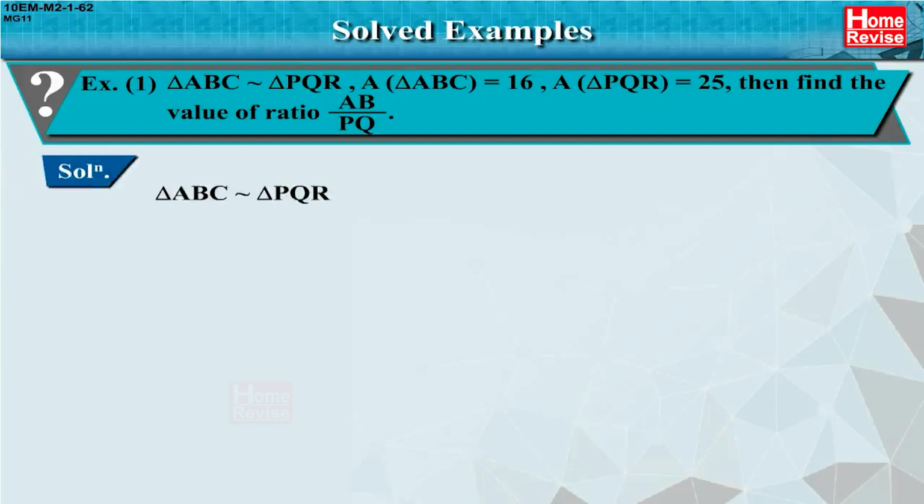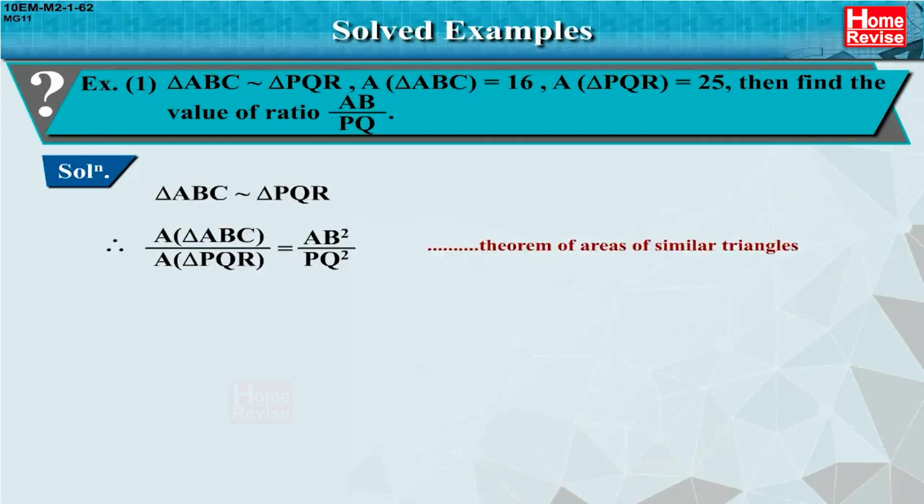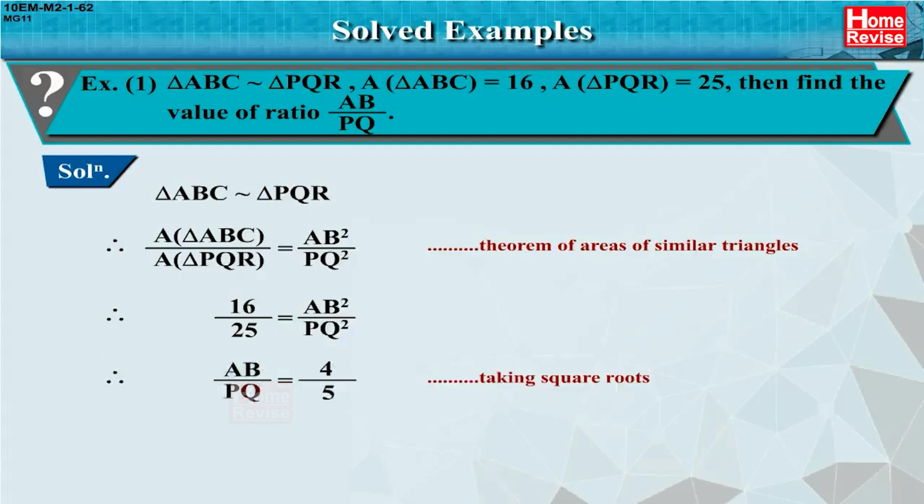Solution. Triangle ABC is similar to triangle PQR. Therefore, area of triangle ABC upon area of triangle PQR is equal to AB square upon PQ square, by theorem of areas of similar triangles. Therefore, 16 upon 25 is equal to AB square upon PQ square. Therefore, AB upon PQ is equal to 4 upon 5, taking square roots.